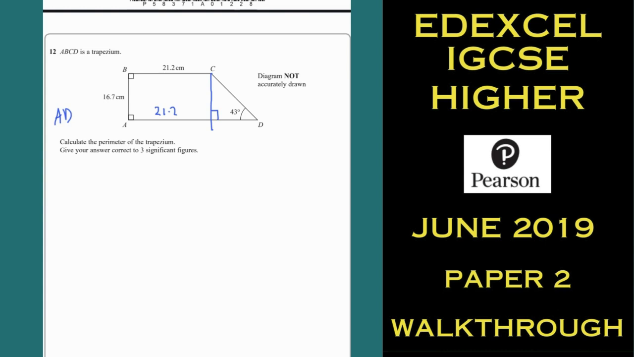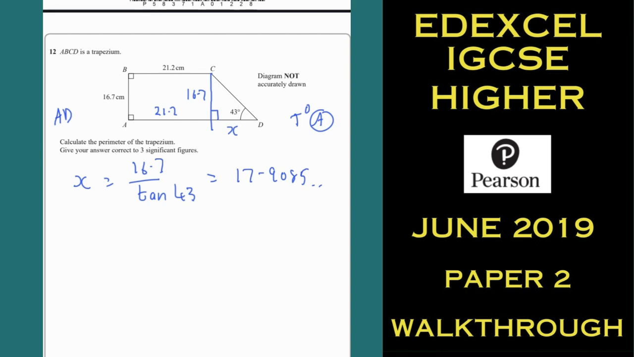To get this distance here, I'll call it X. This is 16.7. So we're going to need to find X. This line, we've got the opposite. We want the adjacent. We're doing TOA. We want the adjacent, so it's opposite divided by tan of the angle. They want 3 significant figures, so I always work in a few more.